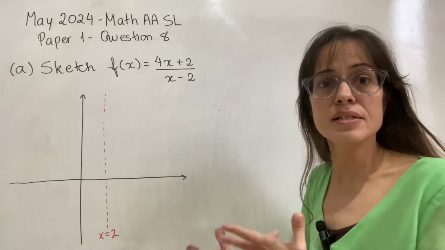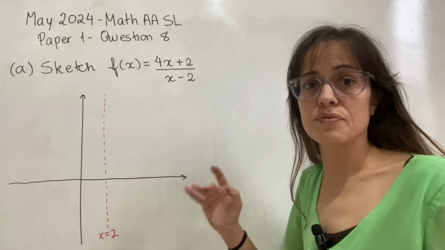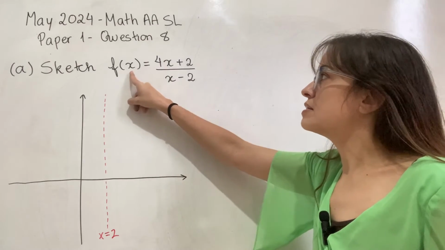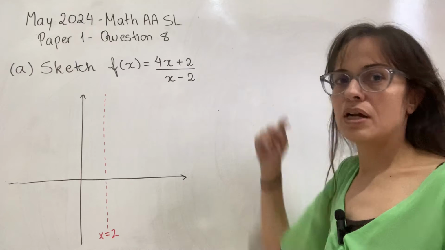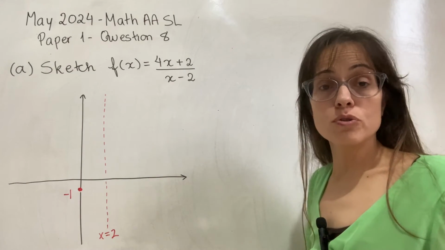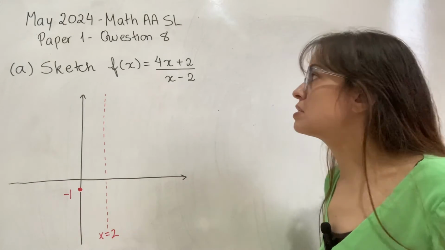And then the next easiest thing that I think is the y-intercept, because y-intercept is f of 0. And in order to get that, I just pretend that x is 0. So 0, 0, 2 over -2 is -1. That's my y-intercept. I think I'm going to go for the horizontal asymptote now before I do the x-intercept.